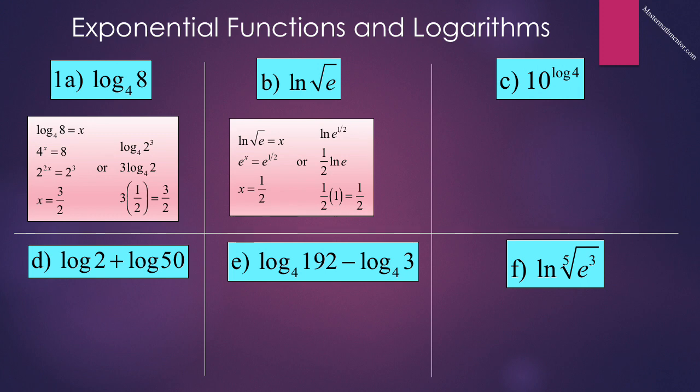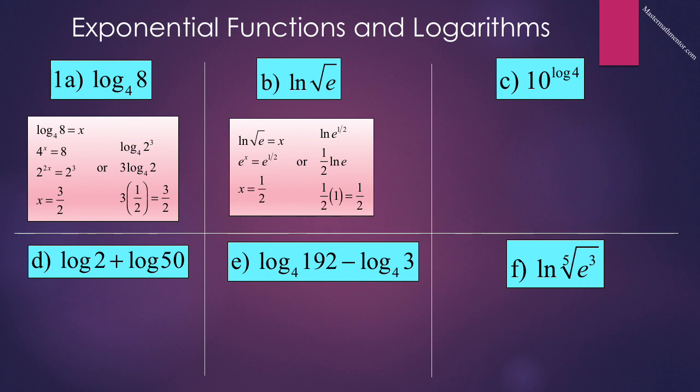In B, we're asked to find the natural log of the square root of e. Again, we set that equal to x, and our resulting equation is e to the x equals e to the 1/2, and therefore x is simply 1/2.